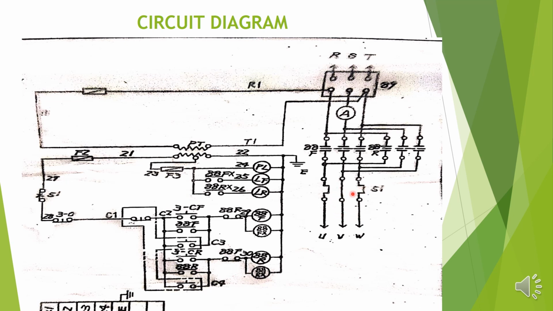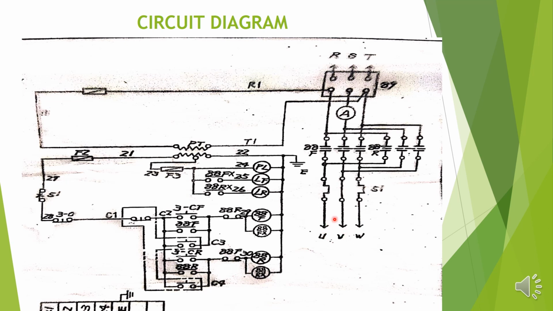This 51 is the overcurrent relay that everybody knows. After that, power will transfer to the motor UVW. Now 88F is energized, 88F means forward. We can consider that clockwise or forward. The motor is rotated in the forward direction, meaning clockwise direction.